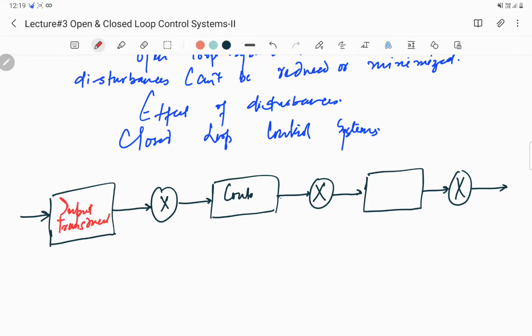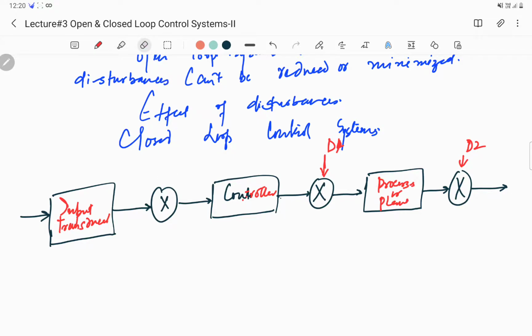We have a summing junction to which some noise or disturbance gets added, and then we have a controller, again a summing junction to which some disturbance gets added, and then we have the processor plant, and then we have disturbance 2, disturbance 1. This is basically a summing junction.